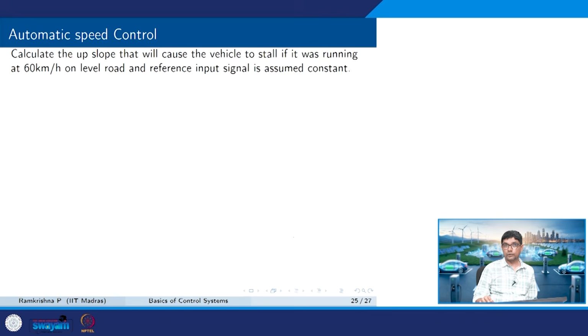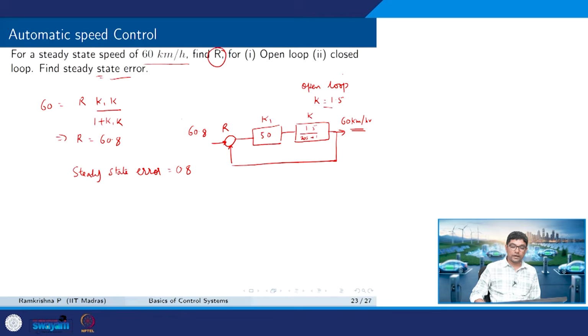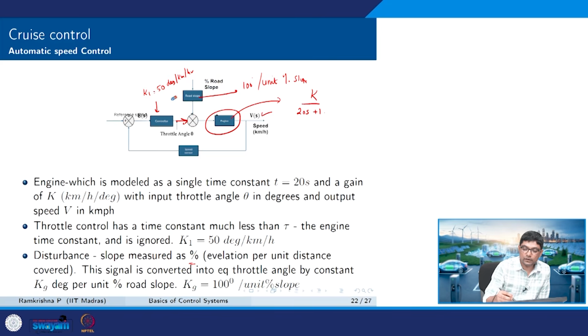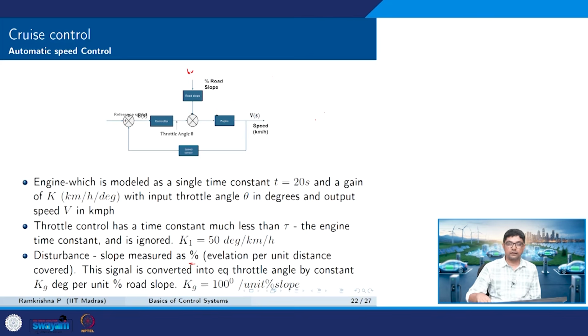Okay. Now, the question here is calculate the upslope that will cause the vehicle to stall if it was running at 60 km per hour on a level road with reference input signal assumed constant. Okay. So, now nothing changed, the reference is constant. Now, look at the picture here, right. What I want here is that, well, I am at a constant throttle angle, I hit an upslope, the car goes up and then stops, which means this is 0. If this is 0, the signal that comes here must be 0.